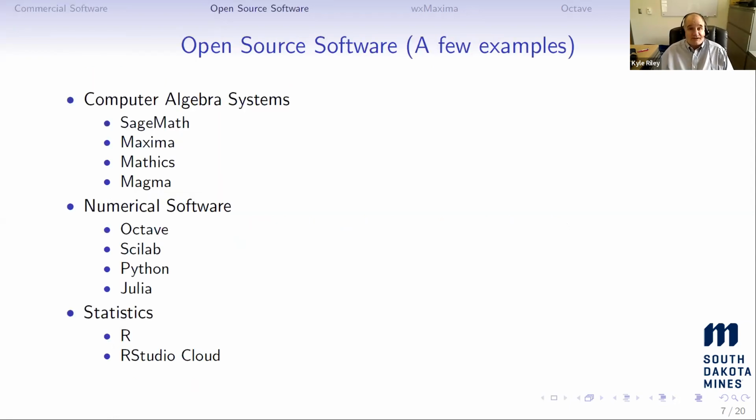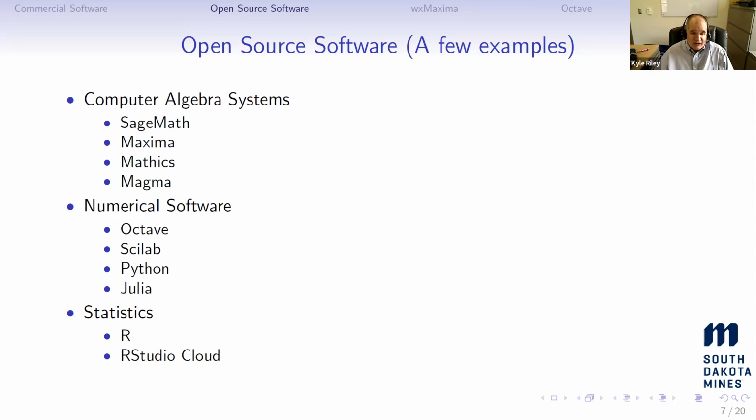So let's talk about open source software. There's a lot of different things one can get into with open source software. In computer algebra systems, you can look at SageMath. It's a real popular platform right now. We're going to talk about Maxima. Some other ones out there are Mathics, Magma, or some other ones. There's a lot of computer algebra systems, so that's just a few of them.